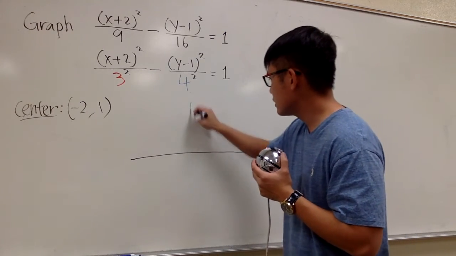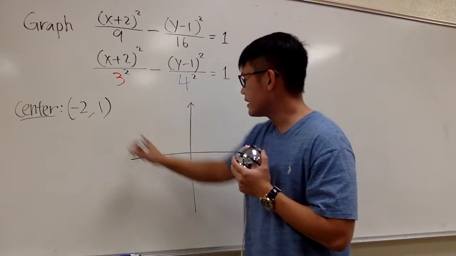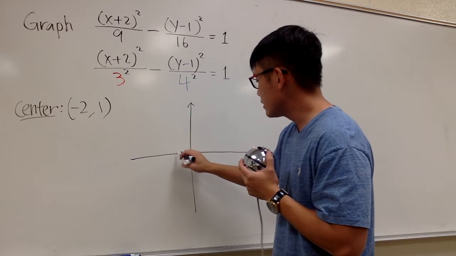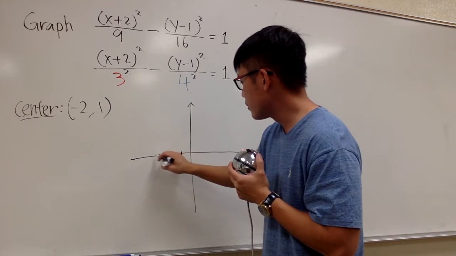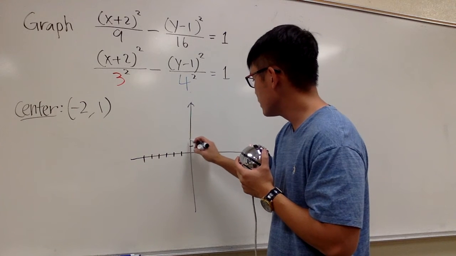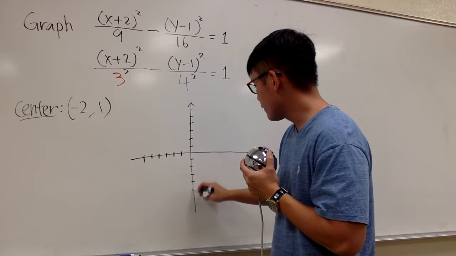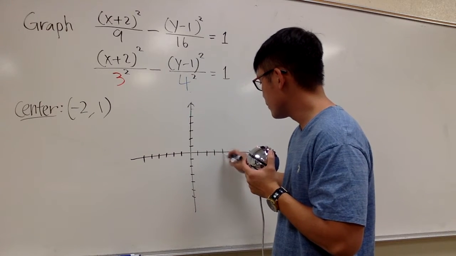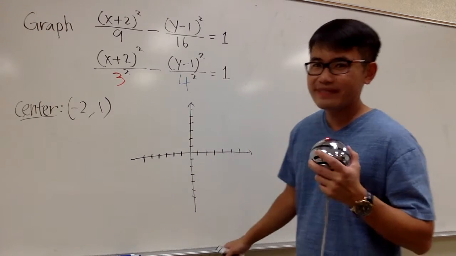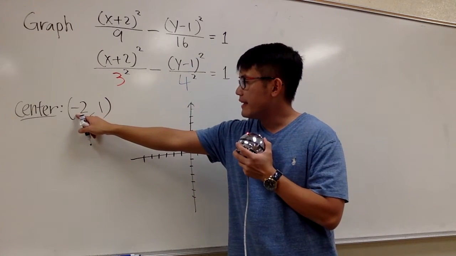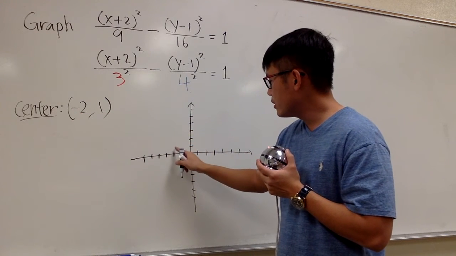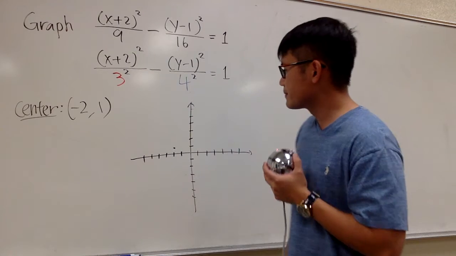So let's do it. The center is at negative 2, 1, and let me just do, this is negative 1, 2, 3, 4, 5, 6, and then this is 1, 2, 3, 4, 5, 6, negative 1, 2, 3, 4, 5, 6, and then positive 1, 2, 3, 4, 5, 6, something like this. Center is negative 2, 1. Negative 2 is right here, 1 is right here, so this is good.